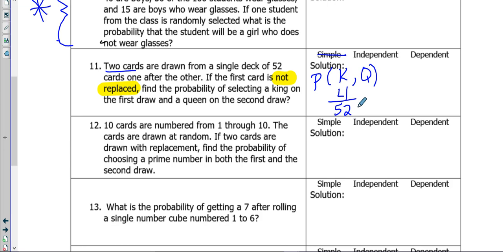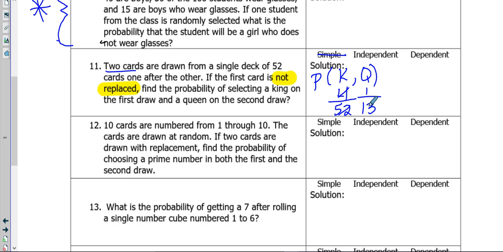So we can simplify that. We can divide both of those numbers by 4. 13. So this can be simplified to 1 over 13. So that's the probability, because there's 4 out of 52 cards that are kings. We have a 1 out of 13 chance of selecting a king on the first one.